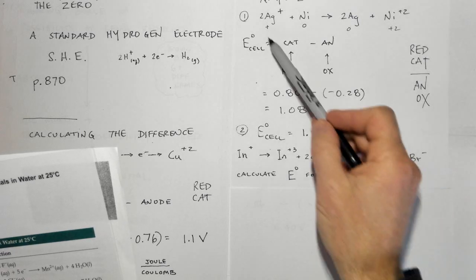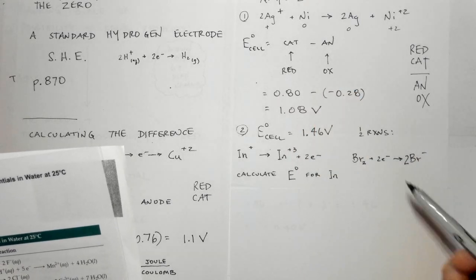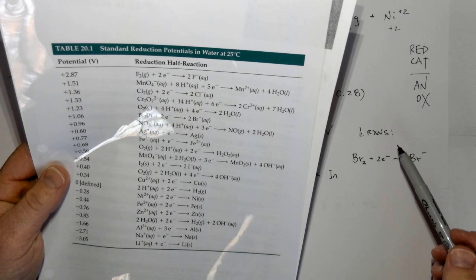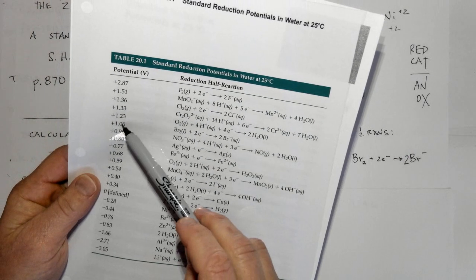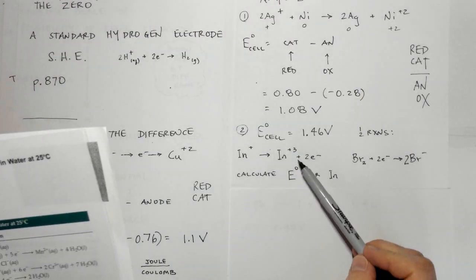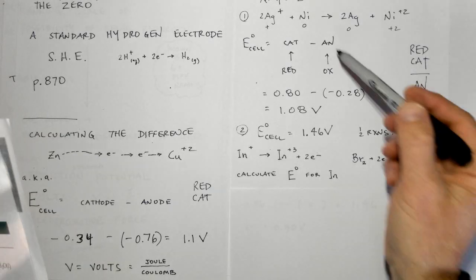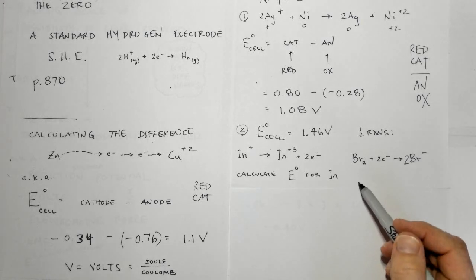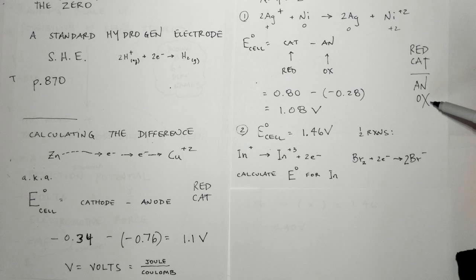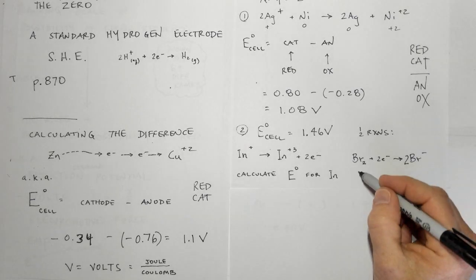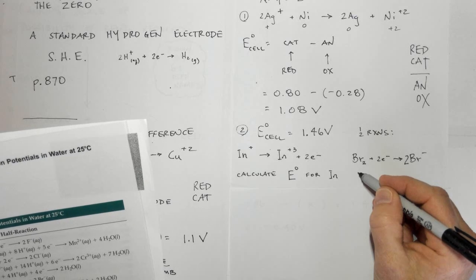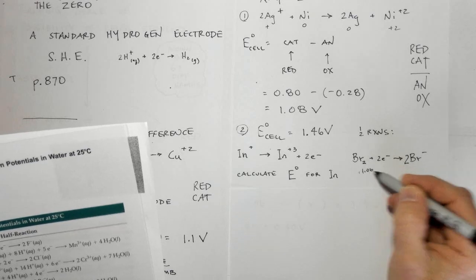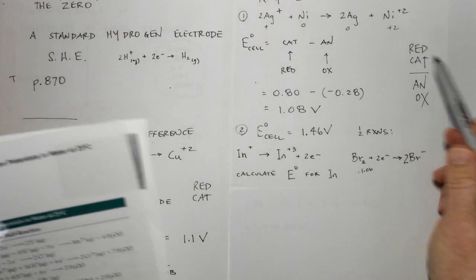And so now we're given this, and we can look up bromine on here because bromine's a pretty popular one. We can find it right here as 1.06. But what is indium? So we're missing one piece from this equation. Let's just make sure we know which thing is the red cat and which thing is the an ox. Well, bromine right here is a positive 1.06, which is pretty high as far as voltage goes. So we're going to make that assumption, since it's way up here, that that is going to be our cathode.